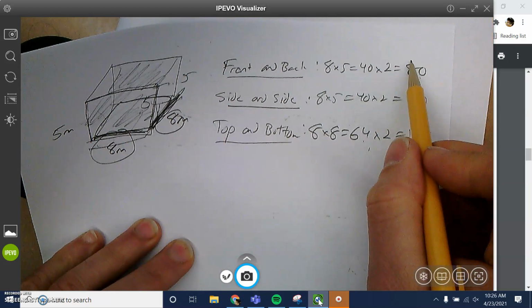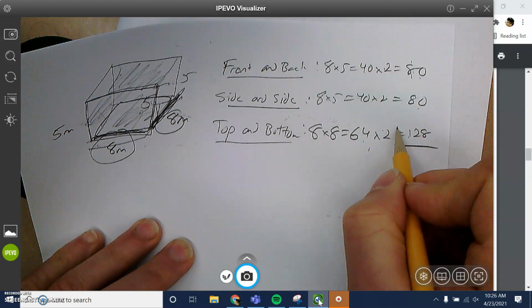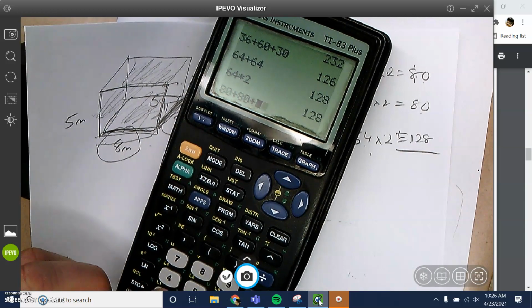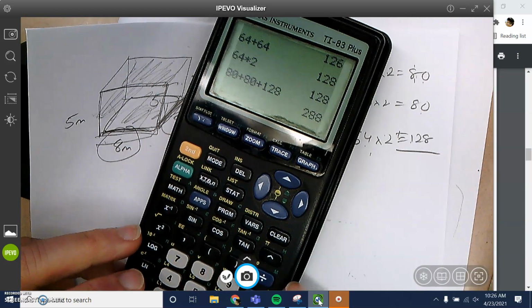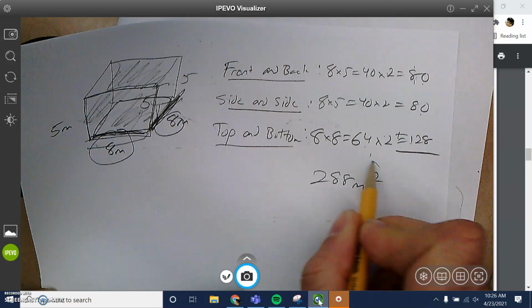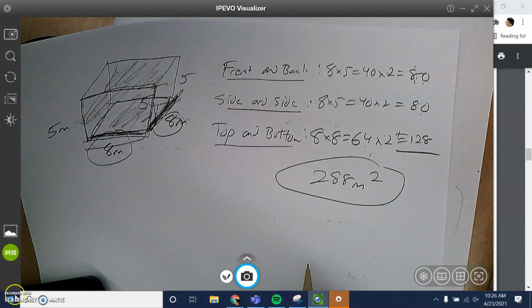All right, next thing. What's the last step? We got to add up all these areas. 2, 4, 6 faces, right? Add them up. 80 plus 80 plus 128 equals 288 meters squared. Nice job. All right, try this on some practice problems. Good work, everybody.